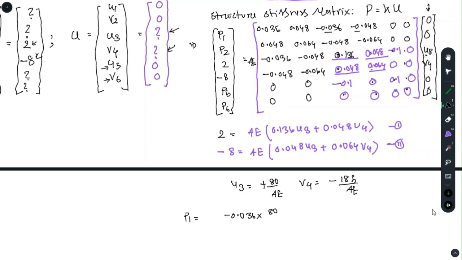And one thing is that here there is AE, and your U3 and V4 have AE in the denominator. So ultimately the AE values will be cancelled out, so they won't affect the values. So I'm not writing that. For V4, which is minus 185, it would be multiplied with minus 0.048, multiplied with 185, and it has a negation sign. So ultimately, as I wrote earlier, you will get a value of 8 kip.